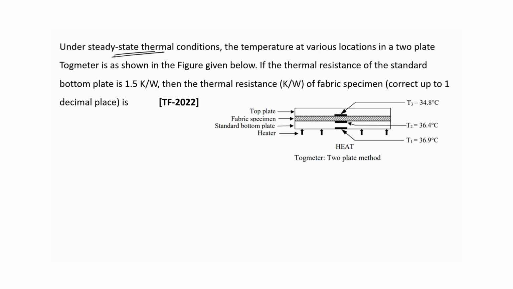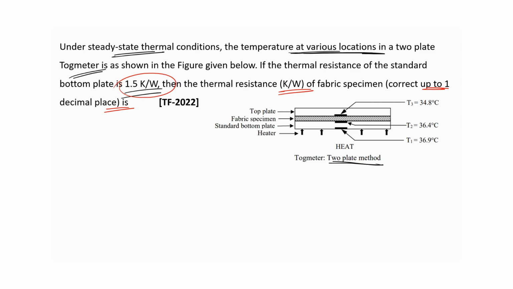Under steady state thermal conditions, the temperature at various locations in a two-plate togmeter is shown in the figure given below. It is a two-plate togmeter. If the thermal resistance of the standard bottom plate is 1.5 Kelvin per watt, then the thermal resistance in K/W of the fabric specimen, correct up to 1 decimal place, is. You have to find the thermal resistance.